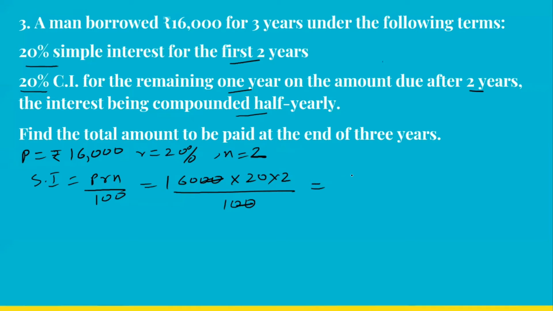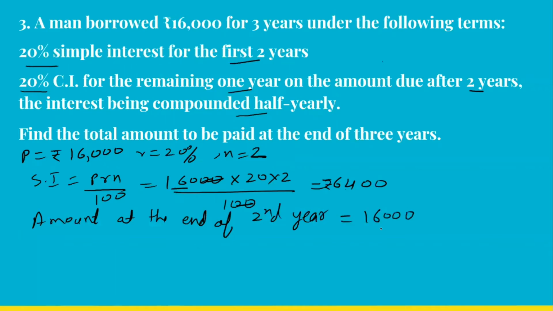Which we get as 16 fours are 64. So you get this as 16, and this 2 into 2 is 4. So 16 fours are 64 and these two zeros. So you get the simple interest as 6,400. So the amount at the end of the second year is going to be the principal for the third year. So which is 16,000 plus 6,400. So that is 6 plus 6, 12, carry 1. You get it as 22,400.